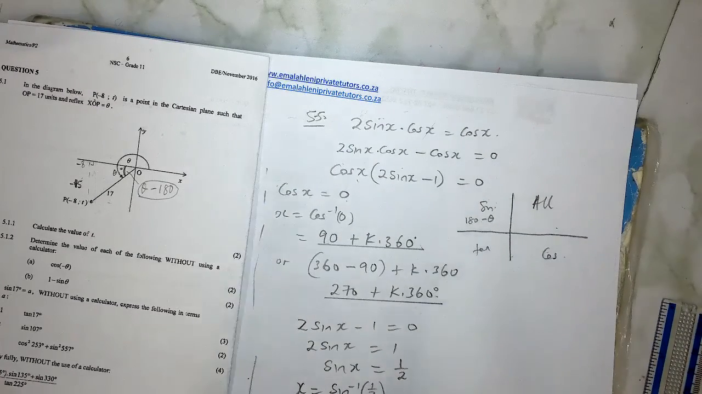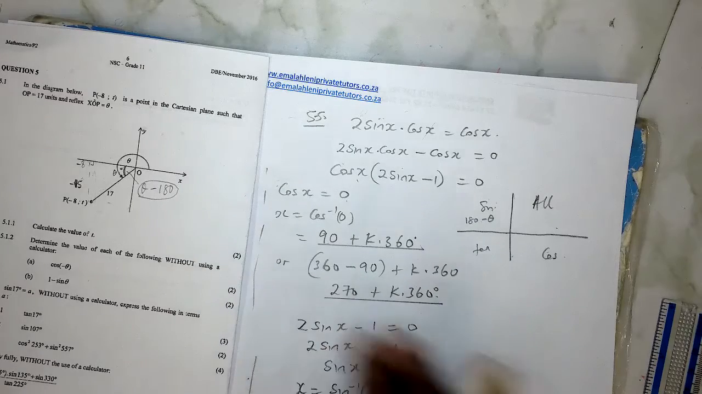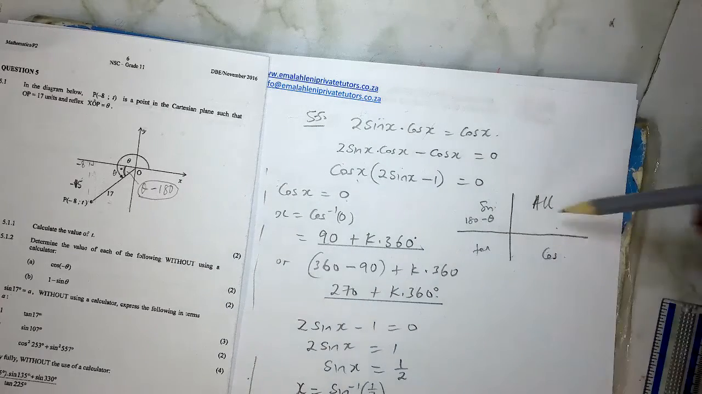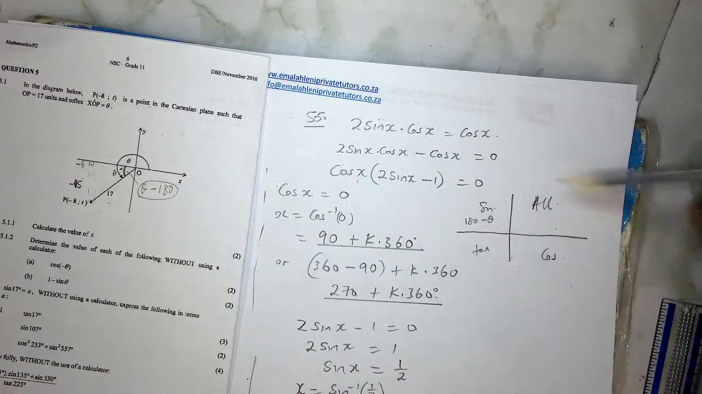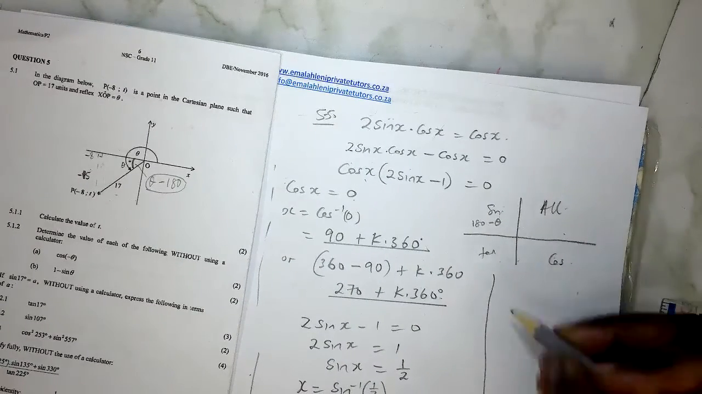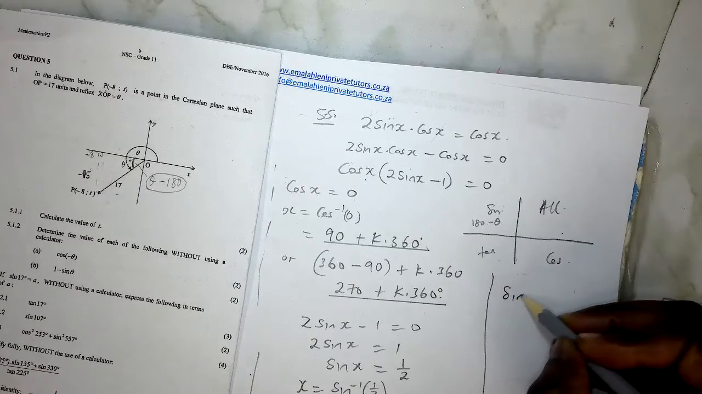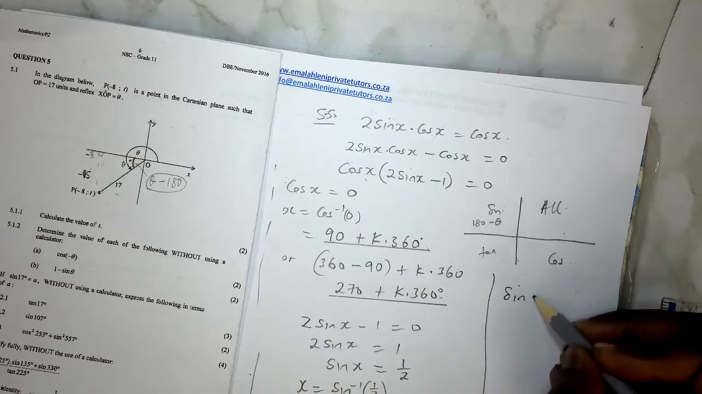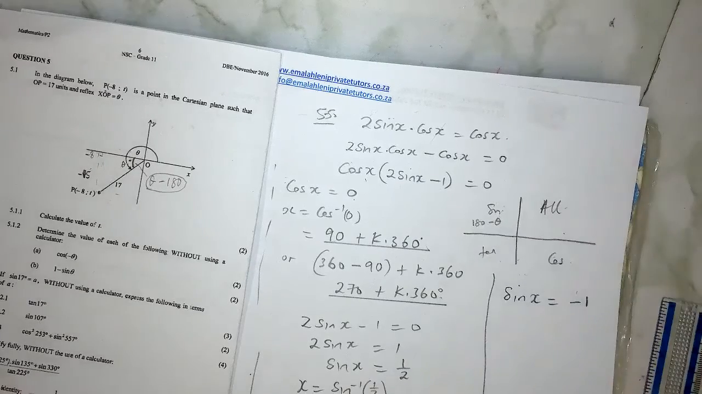you give 2 answers. One is the acute angle from the first quadrant, and the other one is where that particular variable is also valid. It can be sine, it can be cos. Let's give an example here: sine x is equal to -1. Let's say you are given -1 here.